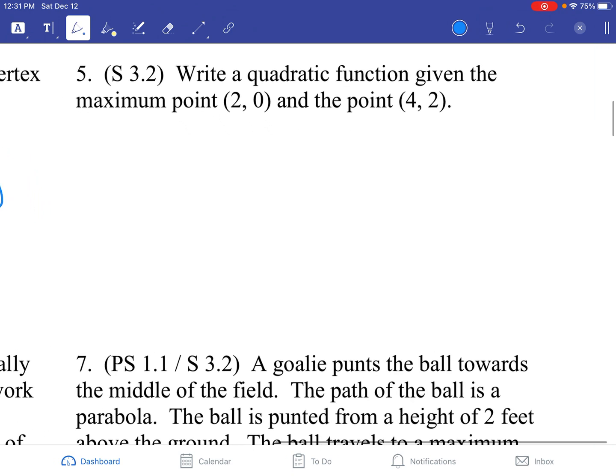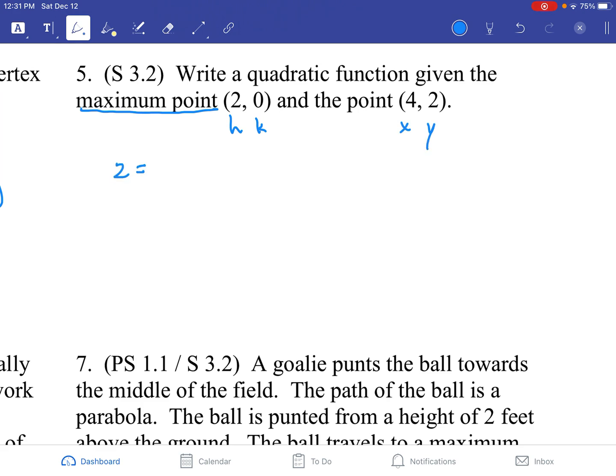Again, we're not told it's a vertex, but we are told it's a maximum, and the maximum point is the vertex of the graph. This is h and k. It'd be the same thing if it's at a minimum. If it's at a minimum point of a quadratic function, that would also be the vertex. This is x and y.